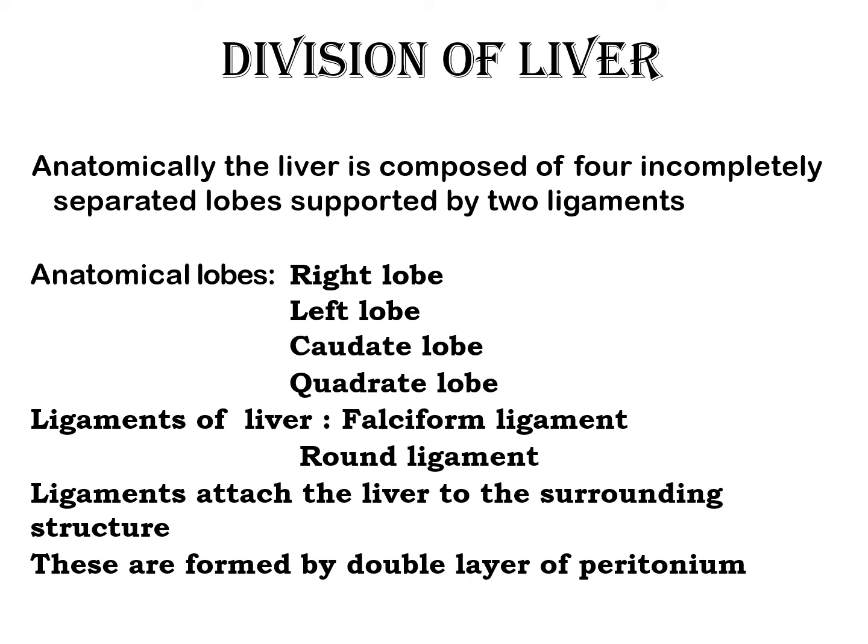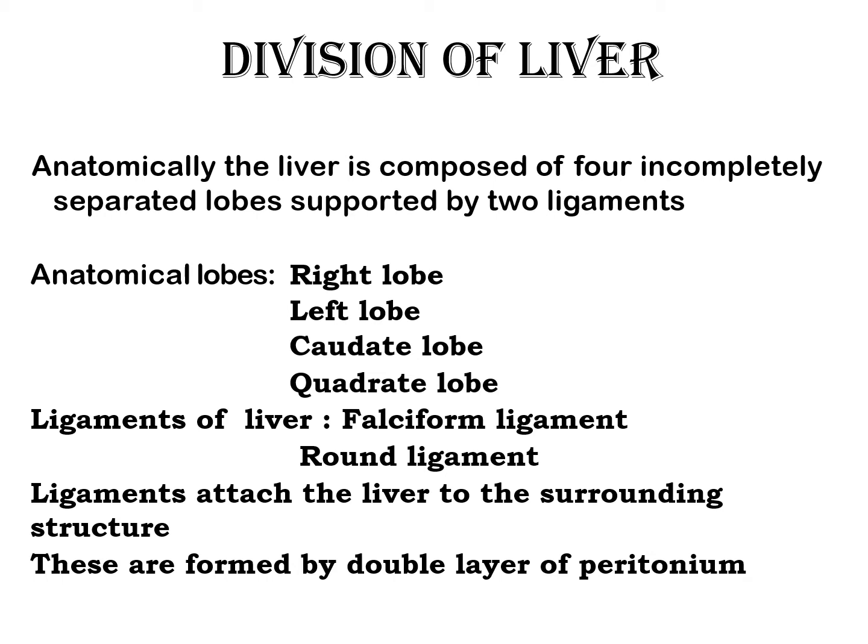The left lobe is located on the left side of the visceral surface and it is smaller than the right lobe. The third lobe is the caudate lobe, which is situated upon the posterior superior surface of the right lobe of the liver. The fourth lobe is called the quadrate lobe, which is situated on the lower surface of the medial segment of the left lobe of the liver.